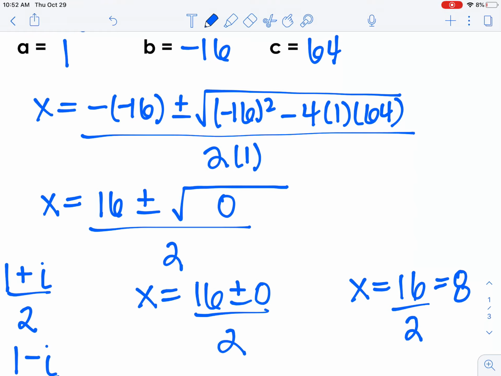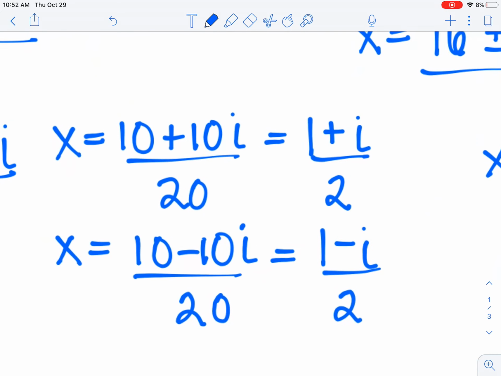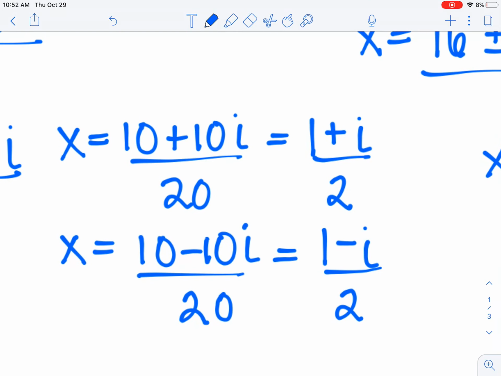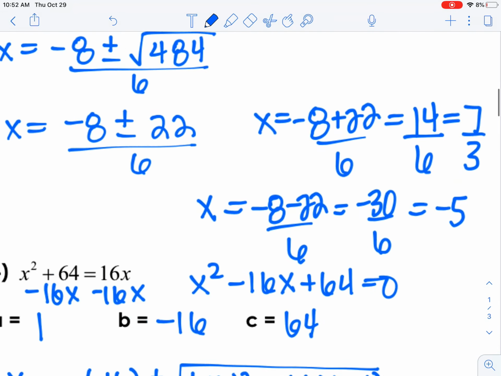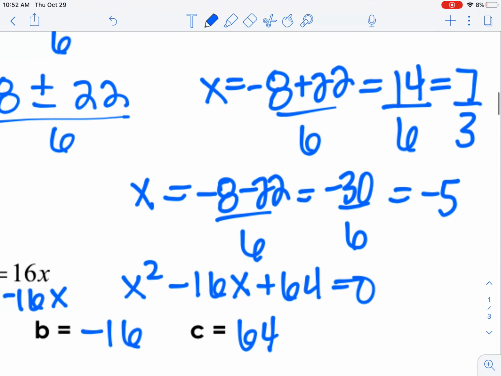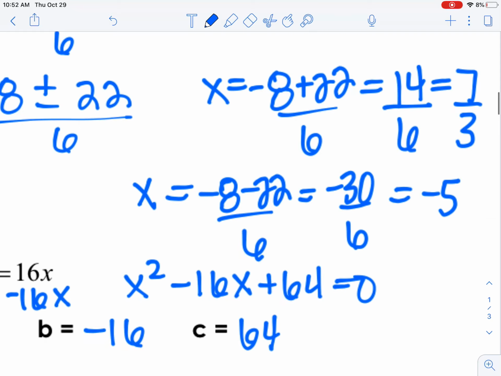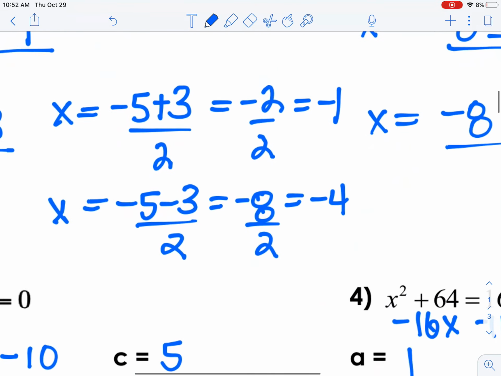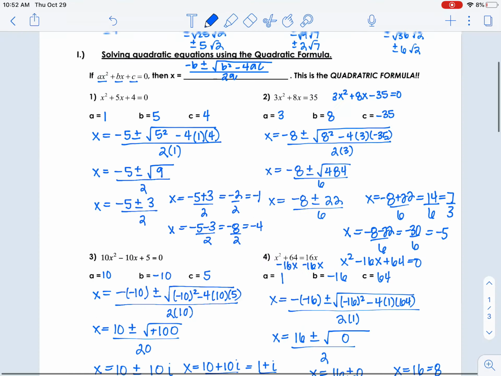So in this case, we would have one x-intercept. It would just sit on the x-axis. We have one real solution. Back here, we had two imaginary solutions, so we would have no intercepts. Up here, x equals 7/3 and x equals negative 5 are two real numbers, so we would have two x-intercepts. And over here, same thing, negative 1 and negative 4.